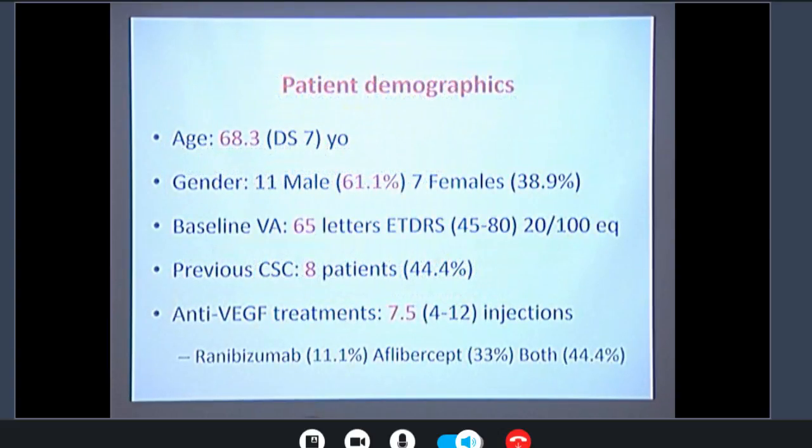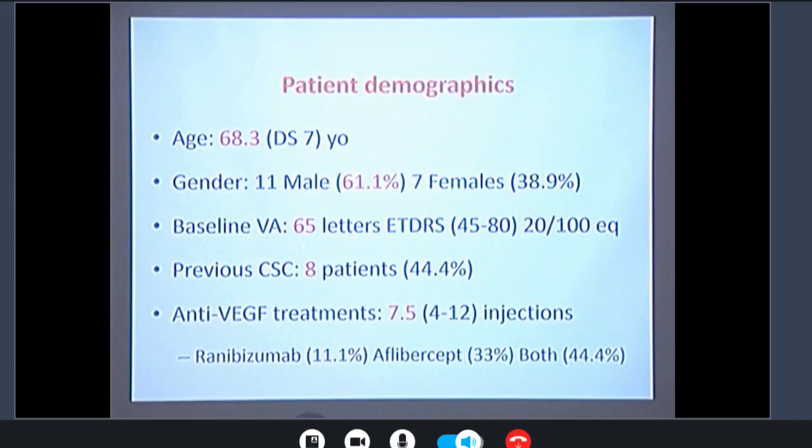And we talk about patient demographics. The age of the patients is a little bit younger than the patients we are used to seeing in AMD. Also, regarding gender, there is a difference with the AMD studies because it's mostly males, 61% of them. Baseline visual acuity for the whole group is 65 letters. More or less a 20/50 Snellen equivalent, which is a little bit higher than usual for a patient with AMD, which is 20/200.